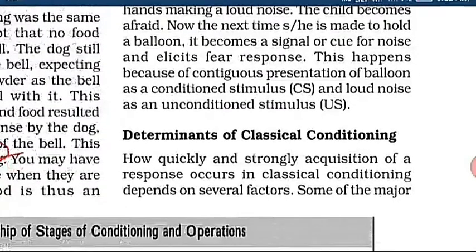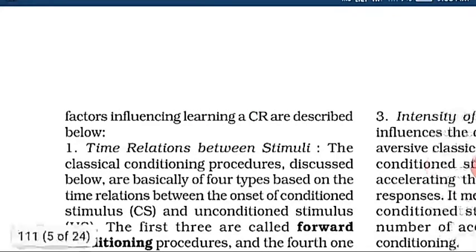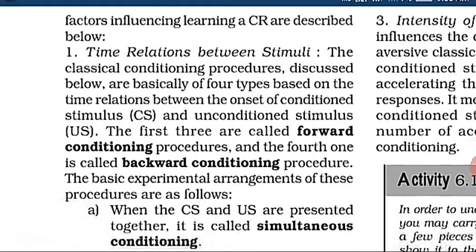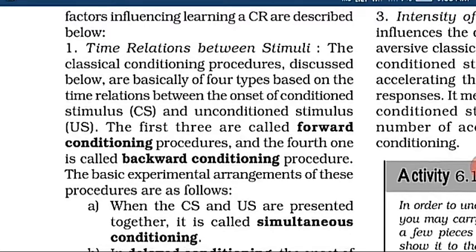Now we will discuss some of the determinants of classical conditioning. What do we mean by them? It means that there are some factors that make our conditioning stronger or weaker. We will discuss them now. Firstly, one major point is the time relation between the stimuli. Meaning to say, what is the time gap at which we present our conditioned stimulus and the unconditioned stimulus, so that we can get the response.